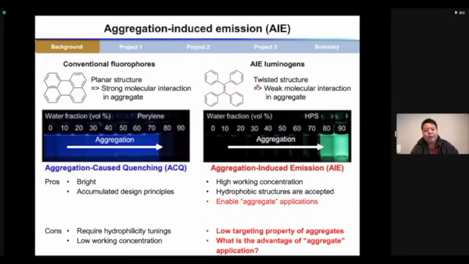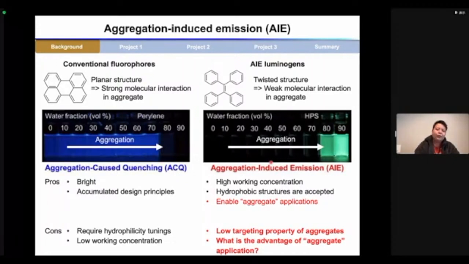So we call this phenomenon AIE, and AIEgens have certain advantages compared to conventional fluorophores. For example, AIE luminogens can be used at very high working concentration. High working concentration means higher emission signals. And also, AIE luminogens can be tolerant of aggregation in the biological system. So hydrophobic structures are acceptable for designing AIE molecules, which makes it simply easier to make molecules, so that you can investigate more about what kind of AIE luminogens work.